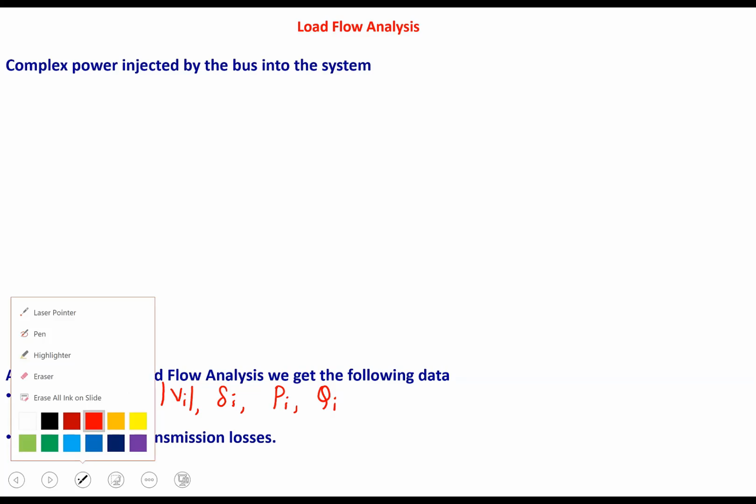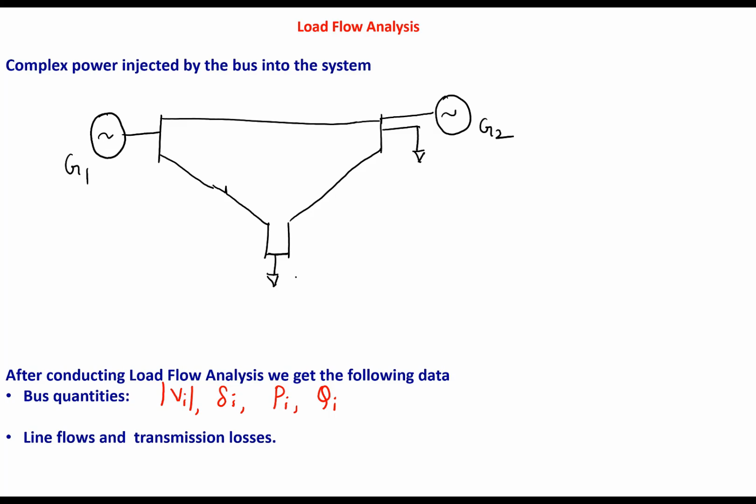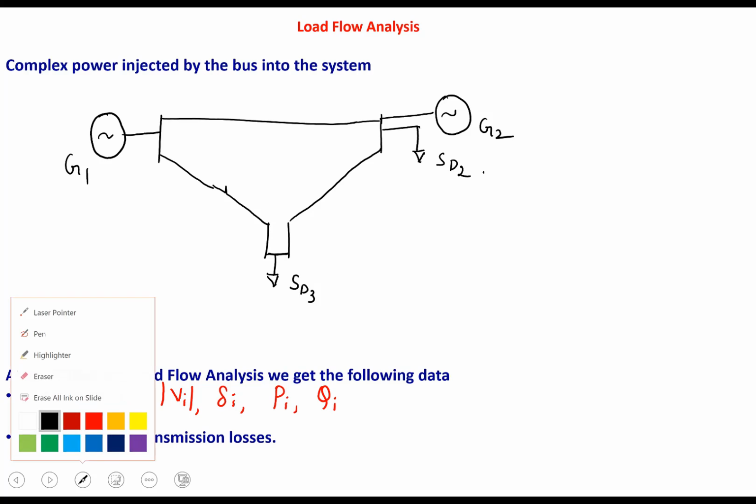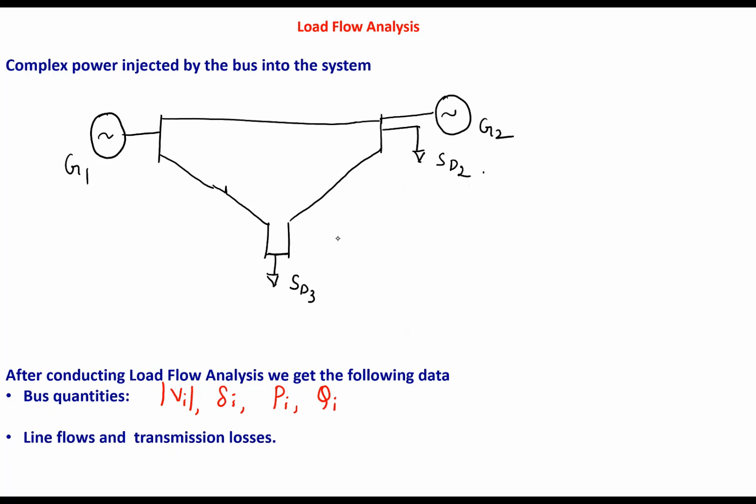Okay. Let us consider a 3-bus system with loads SD1, SD2 and SD3. Now, once you solve the load flow problem, let this be bus 1, bus 2 and bus 3. After solving the load flow problem, you know mod V1 and delta 1, mod V2 and delta 2, and mod V3 and delta 3.